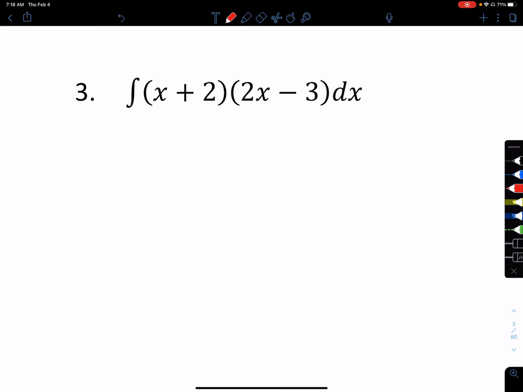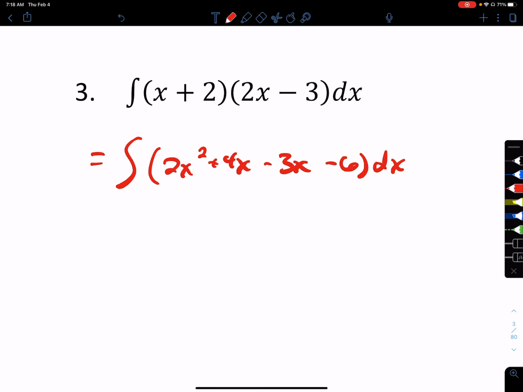Number 3, we do not know how to integrate a product. So we are going to multiply this stuff out using the distributive property, the box method, whatever you kids are calling it these days.